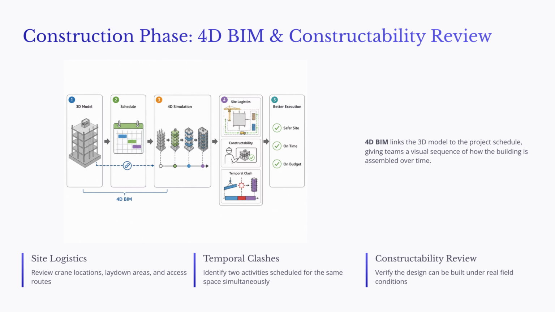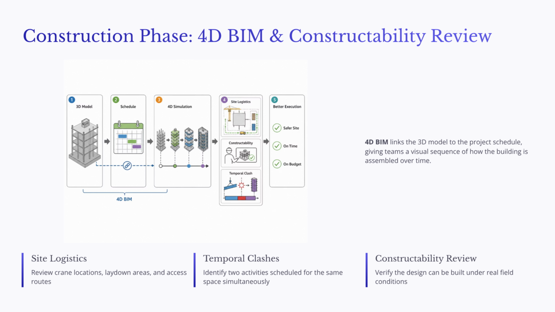One benefit of 4D BIM is site logistics planning. The team can review crane locations, laydown areas, material delivery routes, worker access, and equipment movement. On a crowded site, these issues can strongly affect safety and productivity.